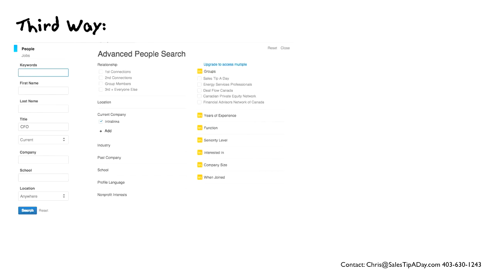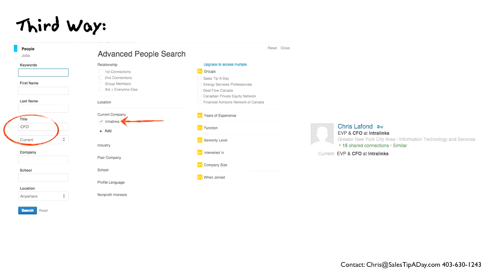The third way is I may actually find that there's a title for a specific person in a company that I'm trying to get to. And in this case, I'm looking for a CFO who might be at a specific company and their name comes up. And what I notice is I'm actually a second level connection to this person. So one of the things I could do is click on these 15 shared connections and see if I could leverage any of those connections to get in to see this person.